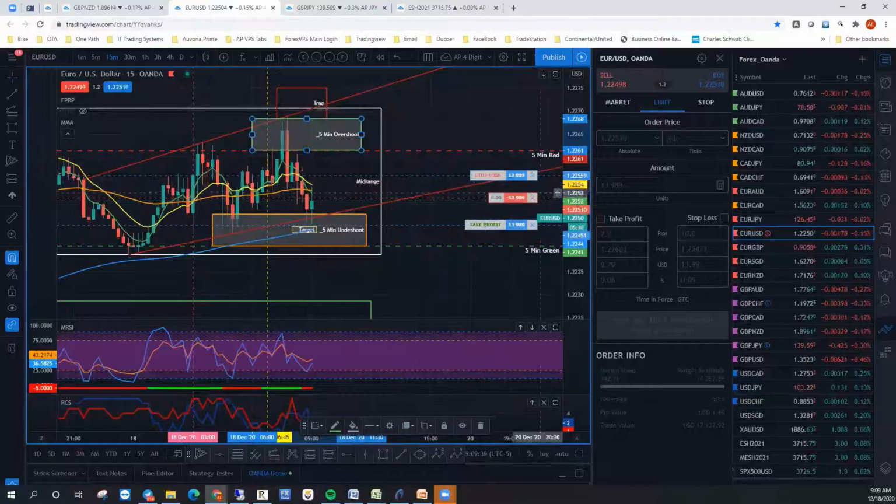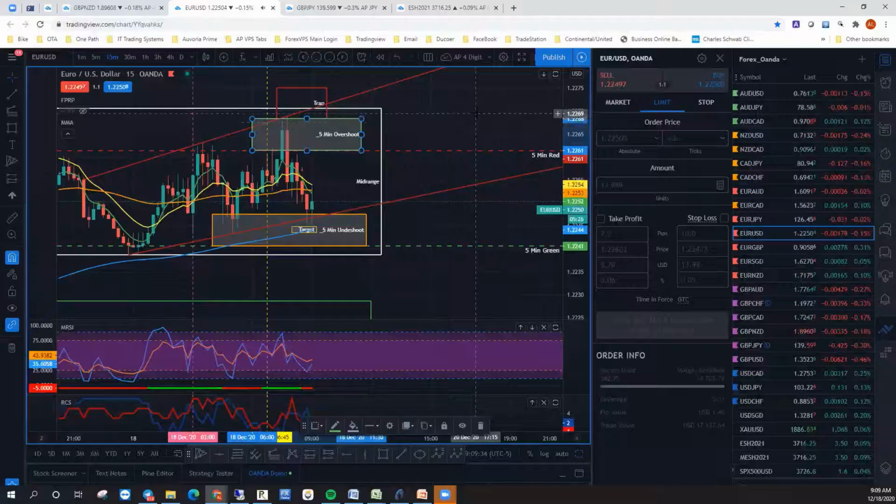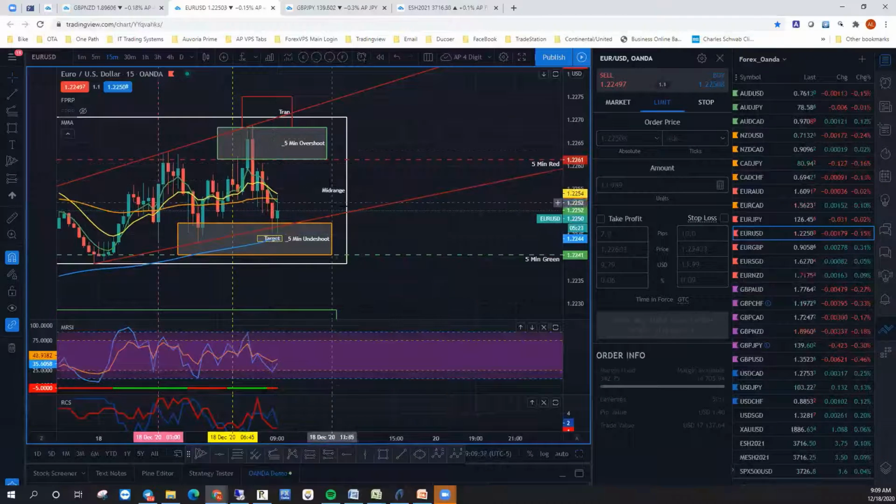And with it, I'm back to break even. I'm just going to take this thing off right now because I don't really like this trade anymore. I'd be more apt to take it to the upside.